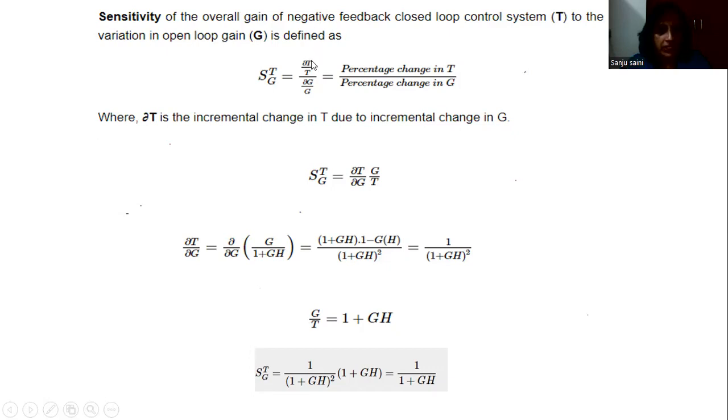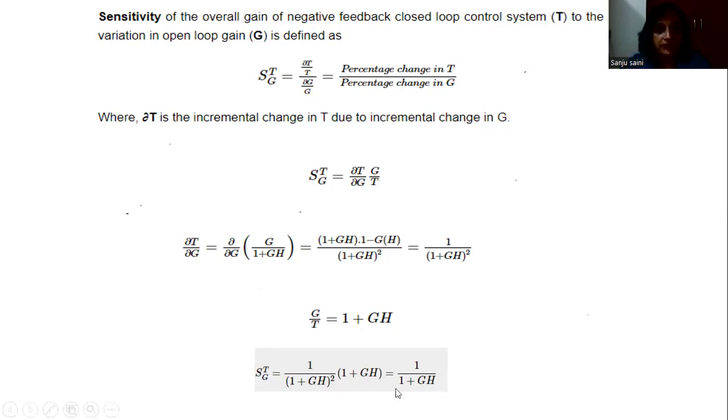If we calculate the sensitivity of T with respect to G for the open loop plant, it will come out to be equal to 1. For the closed loop plant, this is equal to 1 divided by 1 plus GH. So for the closed loop plant, the sensitivity has been reduced by a factor of 1 divided by 1 plus GH.